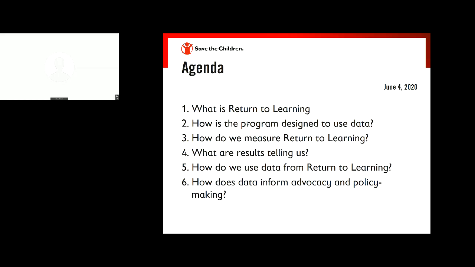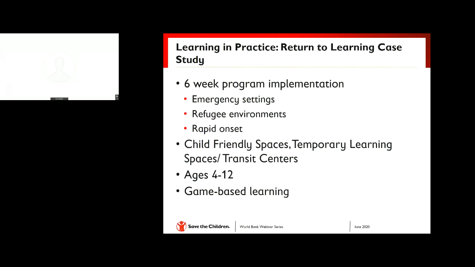So using Return to Learning as a case study, we can see how one program designed to be deployed in emergency and refugee environments, particularly in the rapid onset of displacement, can use data to inform programming and policy. When children are displaced, particularly immediately after displacement, they have missed out on months, if not years, of schooling. Return to Learning is designed to fill that gap in educational access by supporting children to return to school, both through enhancing school readiness, supporting skill building, and providing children learning content while program implementers and policymakers identify where children can integrate into longer-term educational programs like formal schools, non-formal programs.